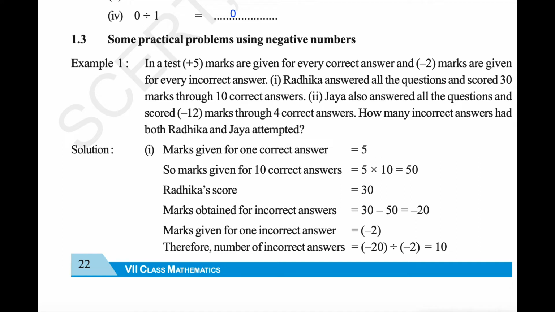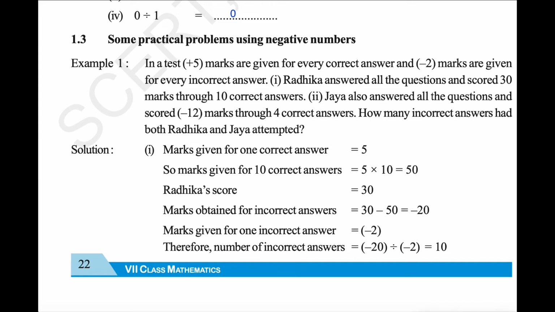Okay, Radhika answered all the questions and scored 30 marks through 10 correct answers. 10 correct answers means 10 into 5. She has to get 50, but she got 30. That means 50 minus 30 is 20. So 20 marks are negative marks. So 10 questions she attempted wrongly. Okay, that is Radhika. What about Jaya?